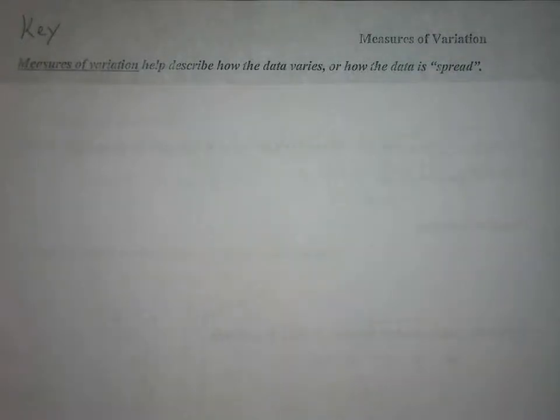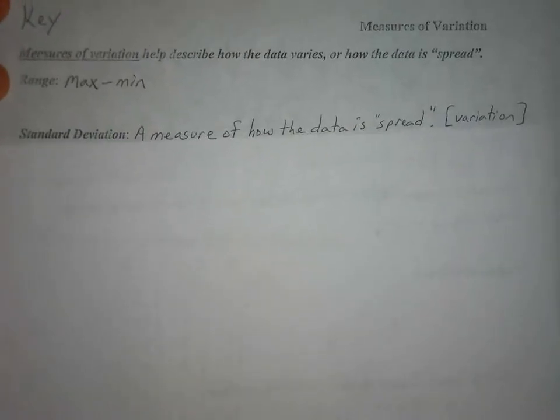When given a set of data, the first thing we look at are the measures of central tendency, which is just where we expect to find a typical data value. And remember, those were the mean, the median, and mode. Okay, the second thing we look at are the measures of variation. The measures of variation help describe how the data varies or how the data is spread out. Now the two different measures are range and standard deviation.